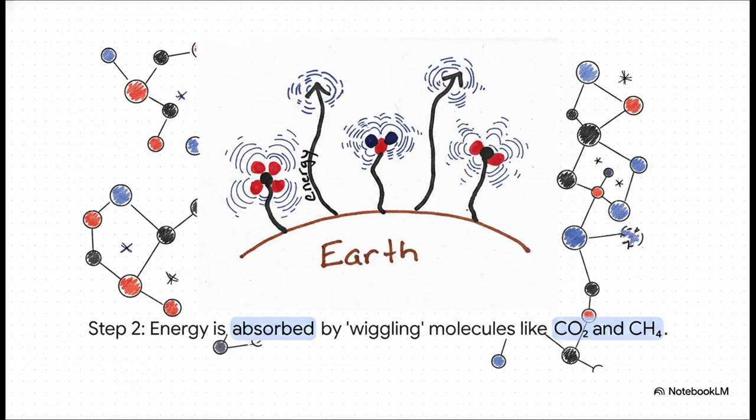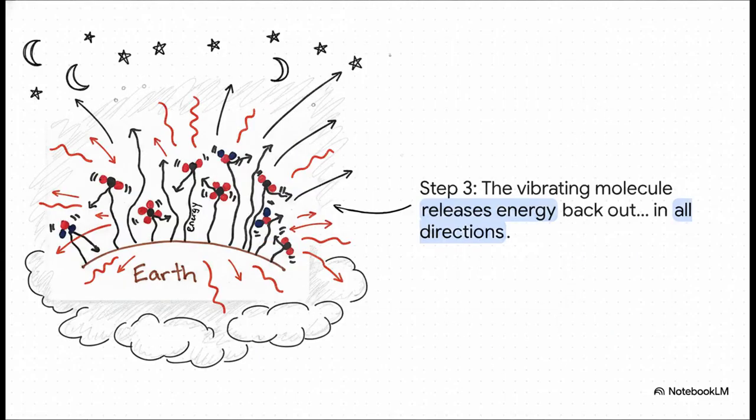Same packet of energy leaves the Earth, but this time it bumps into a molecule of carbon dioxide. Because this molecule has those flexible bonds, it doesn't just let the energy go by. It catches it. It absorbs that energy. And that new jolt of energy sets the whole molecule vibrating like crazy. And this right here, this is the final and most critical step. The molecule can't hold that energy forever. It has to release it.